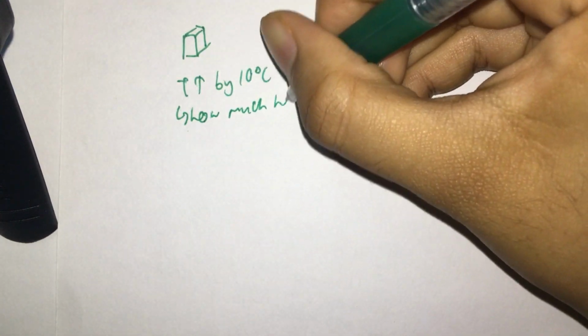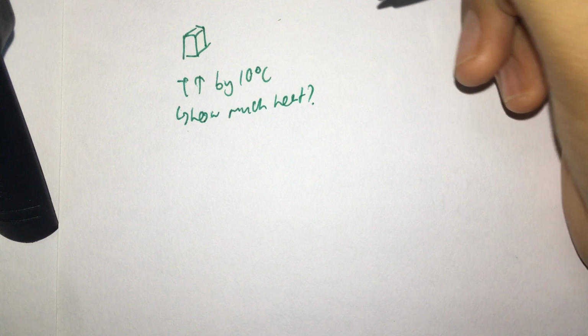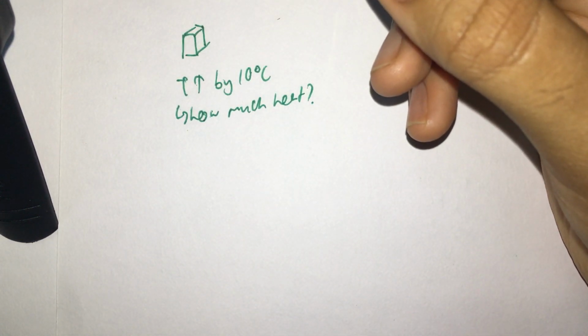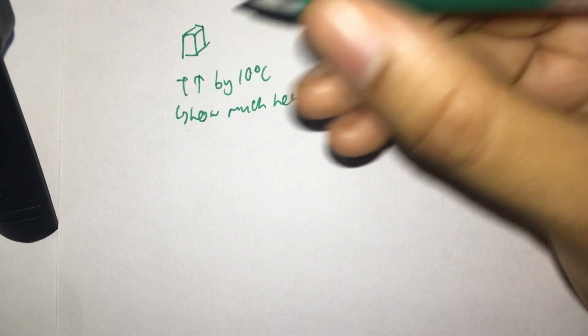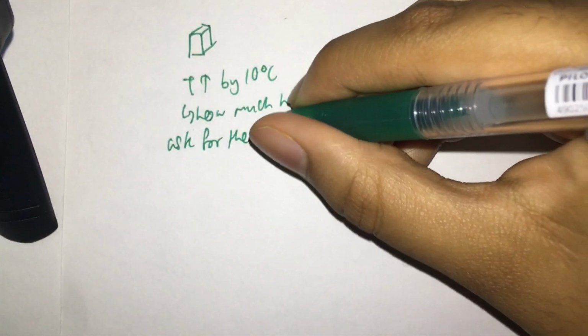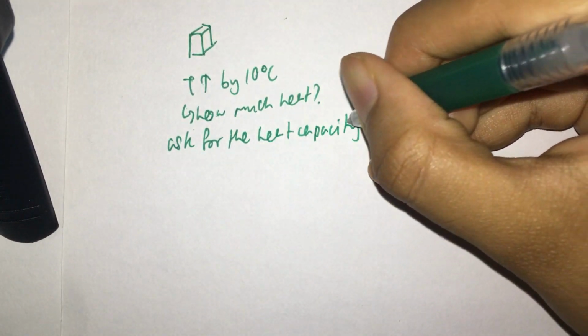Let's say you were allowed to ask for a certain value to be given. What value would you ask for? Well, if in this scenario you don't even know the mass of the object, you would probably ask for the heat capacity. But if you knew the mass of the object, you can ask for the specific heat capacity. So what does that mean?